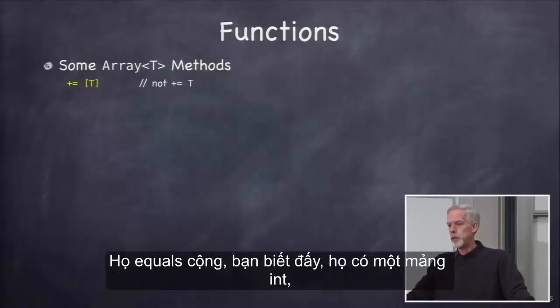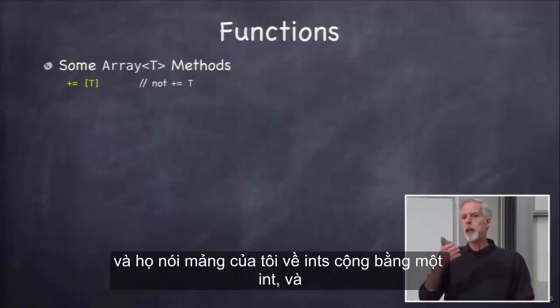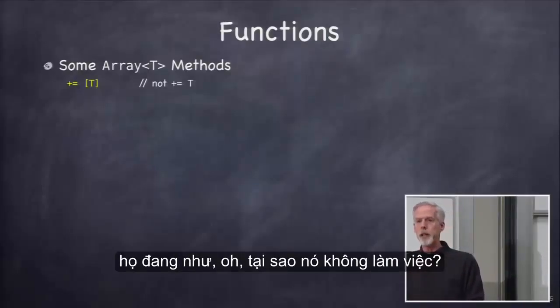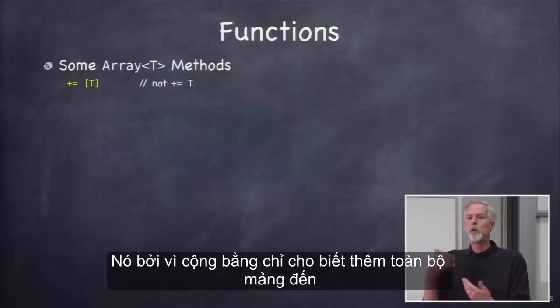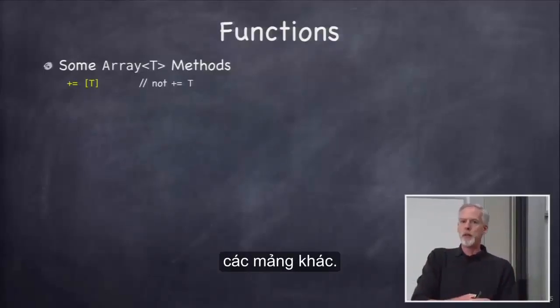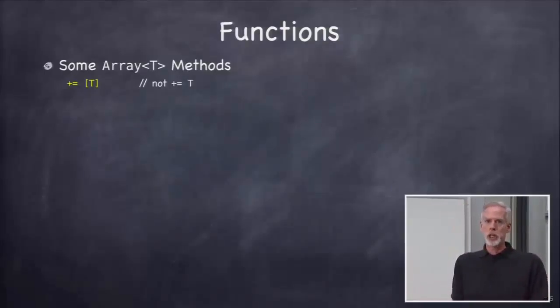They have an array of ints, and they say, my array of ints plus equals an int, and they're like, wow, why doesn't it work? It's because plus equals only adds whole arrays to other arrays. It's an array concatenator, okay?